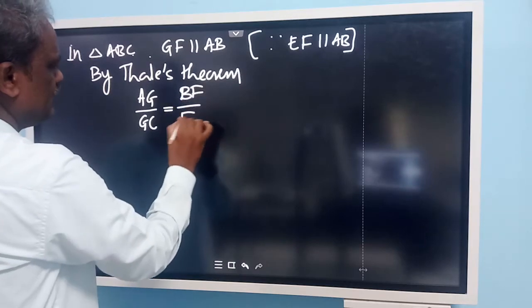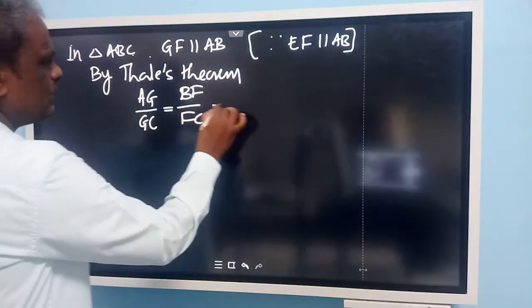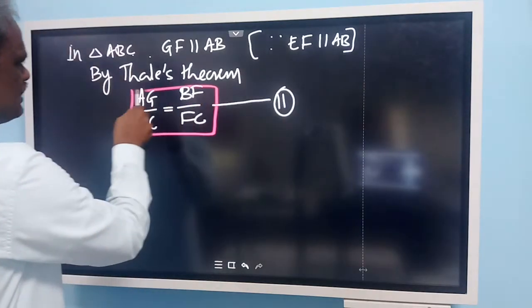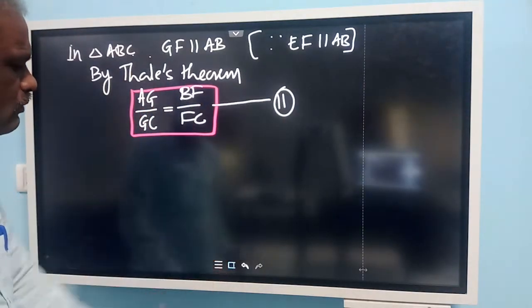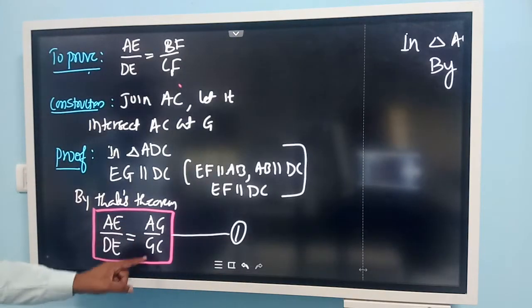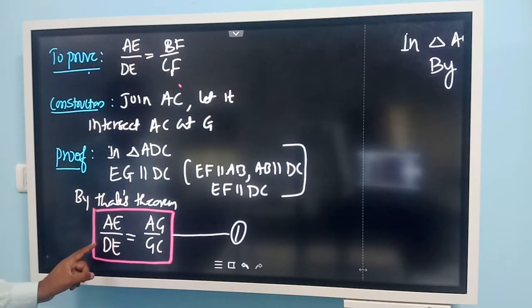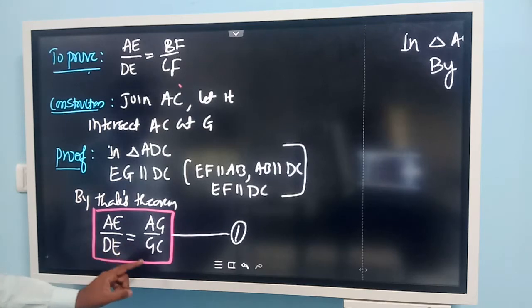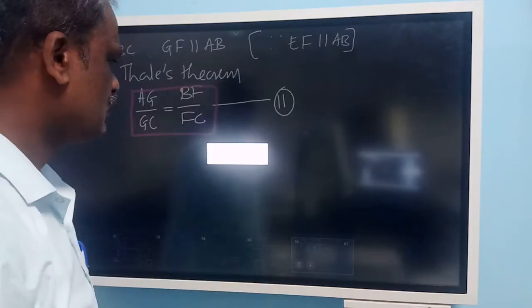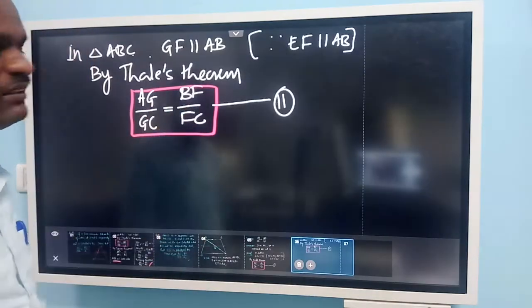BF by FC. So you call this as 2. So we got the second relation. Compare both now. Here look at this: AG by GC is AD by DE. Same AG by GC. Look at this one: AG by GC is equal to BF by FC.